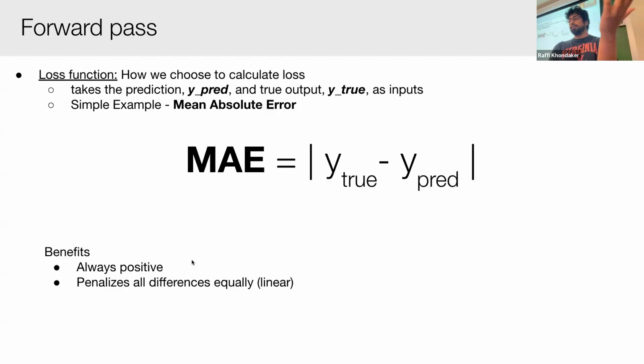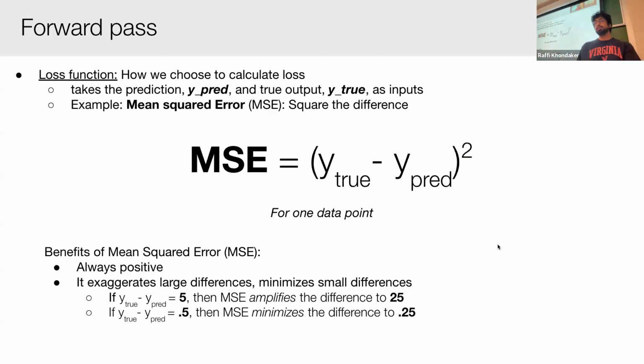The benefit is that it's obviously always positive, and you penalize all deviations linearly. That's in contrast to mean squared error. By taking the square of something, it always becomes positive. But the difference is that large values get exaggerated and small values get minimized. For example, if y true minus y pred is 5, that gets beefed up to 25. It gets increased by a factor of 5. Whereas if your difference is 0.5, your loss actually shrinks to 0.25.